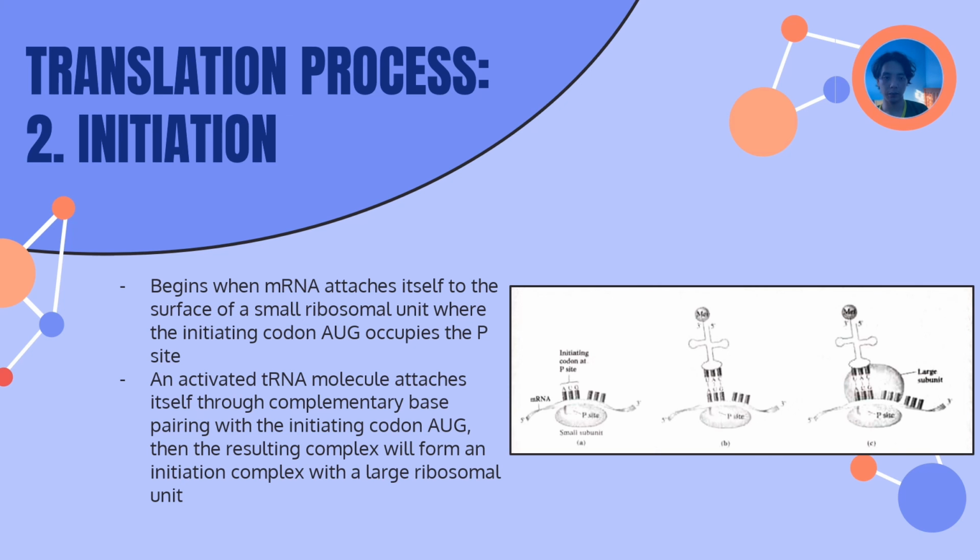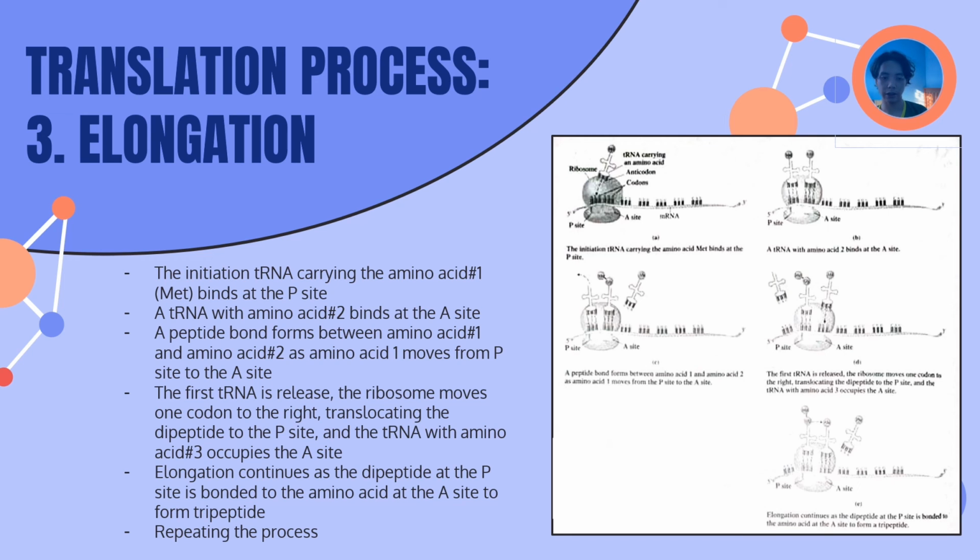Then the third process is elongation. The second binding site, or E site, in an mRNA-ribosome complex is where a tRNA molecule with the appropriate codons binds to the next exposed mRNA. To simplify the process of elongation, the initiation tRNA carrying amino acid number 1 is going to bind at the P site. Next, a tRNA with amino acid 2 binds at the A site. Then a peptide bond forms between amino acid 1 and amino acid 2 as amino acid 1 moves from the P site to the A site.